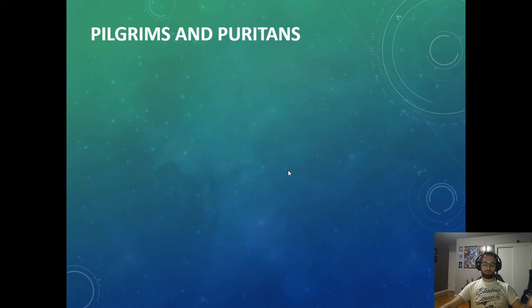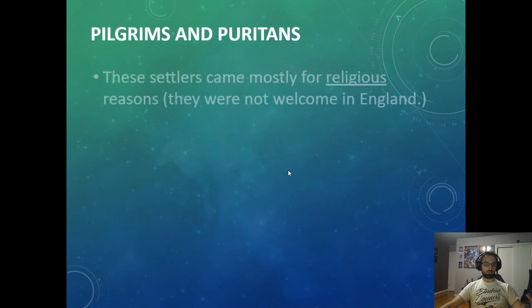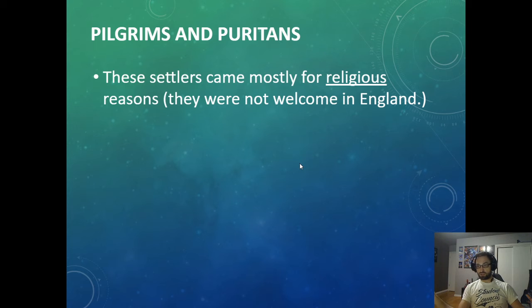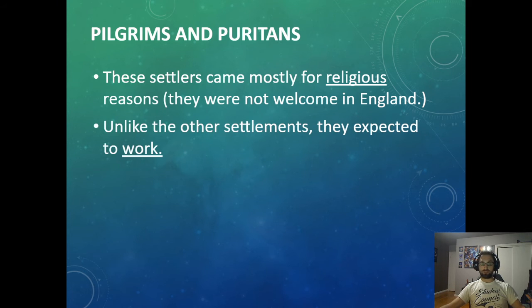So the settlers in Plymouth consisted of the Pilgrims and Puritans. These settlers, unlike the other ones from Jamestown and Roanoke, who came for gold, came for religious reasons. So they were not welcome in England. We talked about the Reformation. There's a lot of new religious ideas going around, and the ideas that the Pilgrims and Puritans had were not welcome in England, which is why they came over here to have religious freedom.